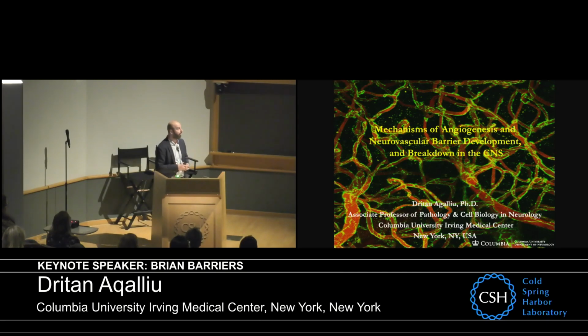So what I'd like to do today is really give you a bird's eye view initially on some of the fundamental mechanisms of the blood-brain barrier, and really focus on discussing some of the mechanisms that regulate the angiogenesis and the development of the barrier, as well as, in the second half of the talk, I'm going to give you a story about mechanisms of blood-brain barrier dysfunction in autoimmune encephalitis.